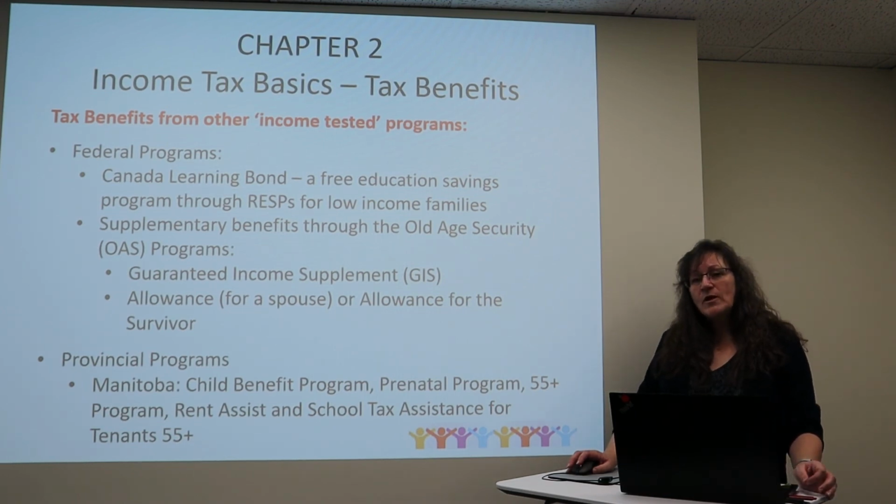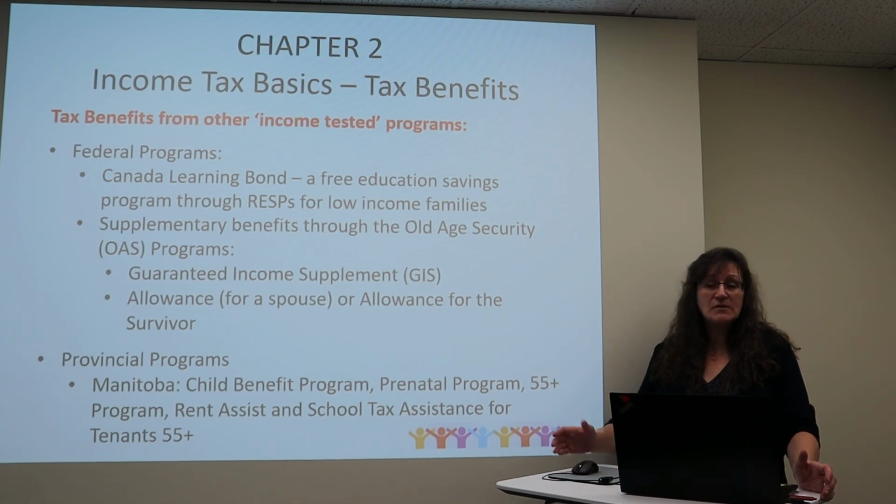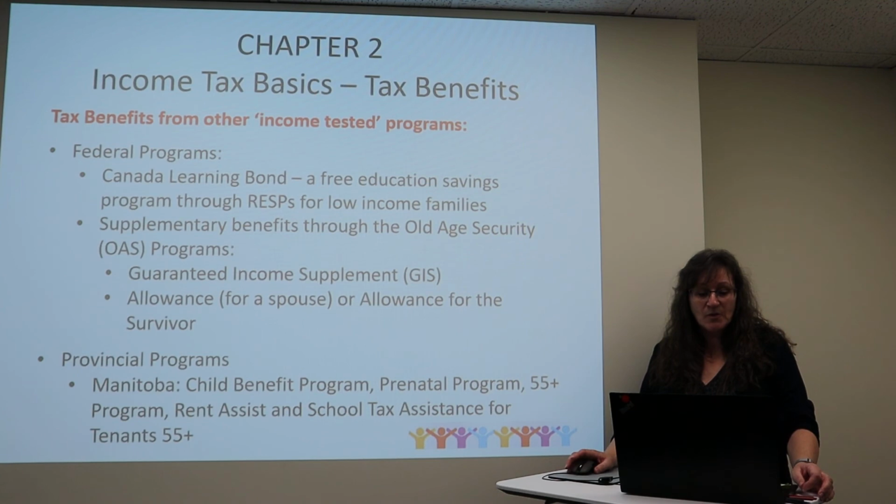Federally though, some of the programs that are most common are the Canada Learning Bond, which is a free education savings plan through RESPs paid to low-income or modest-income families with children born after 2004. This can have up to $2,000 in free money for post-secondary education paid to low-income families. It requires not only the filing of the tax return, but other steps that need to take place in the process to open RESPs and apply for the Learning Bond as well.